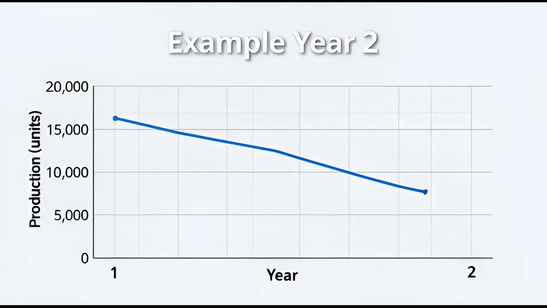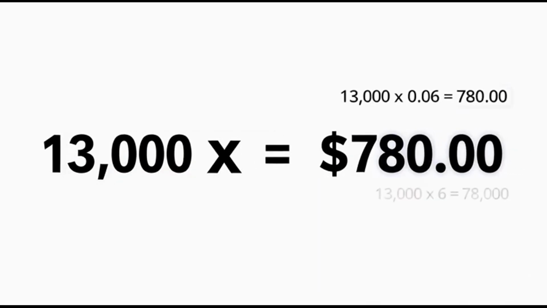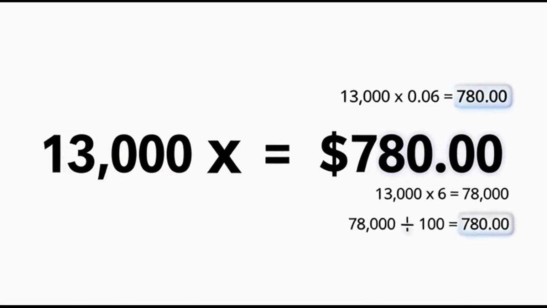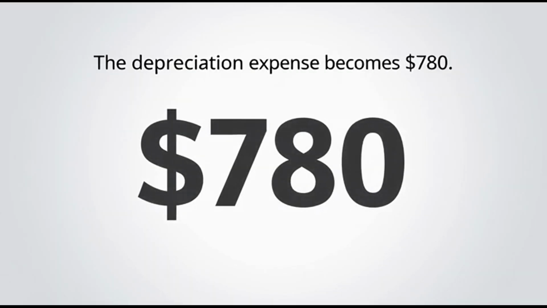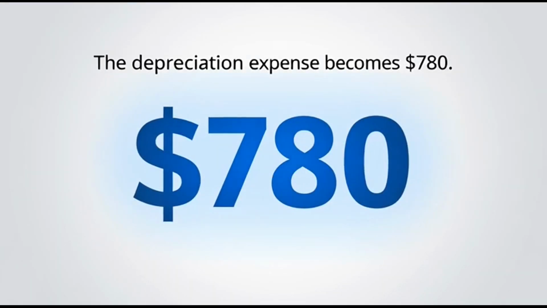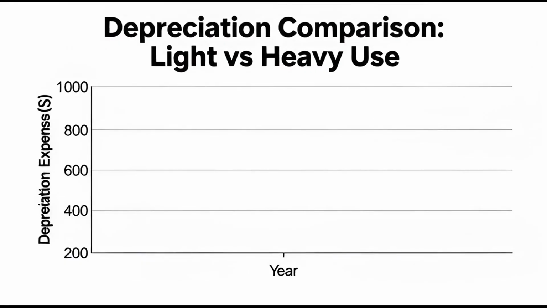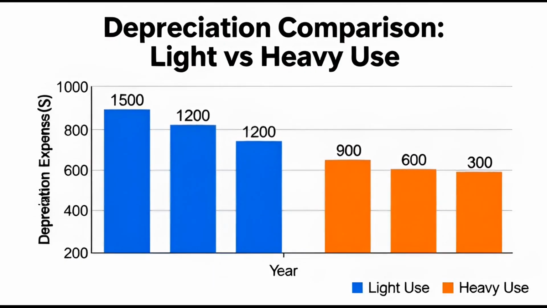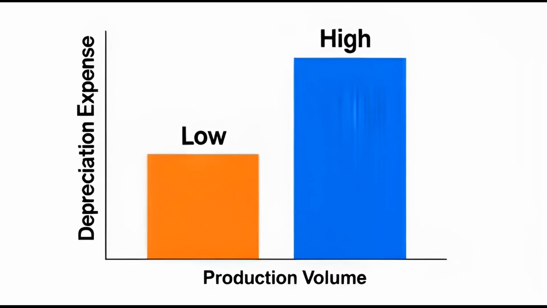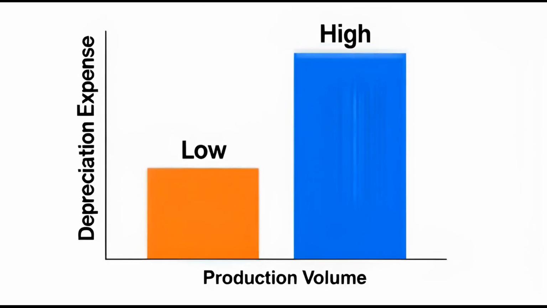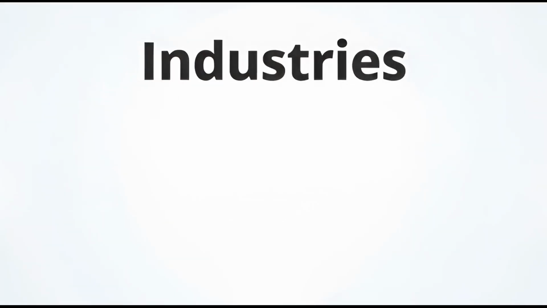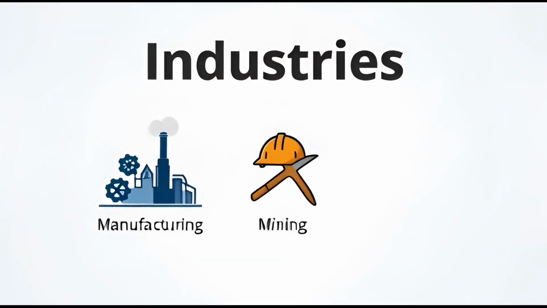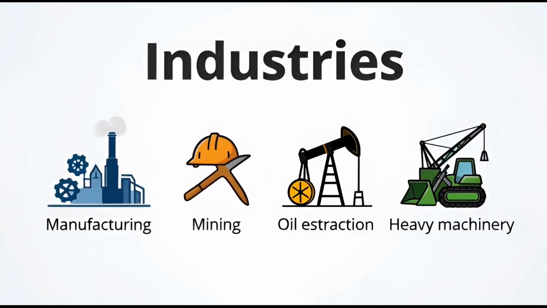Now imagine that in year 2, production slows down. The machine produces 13,000 units. Now we multiply 13,000 by 6 cents. The depreciation expense becomes $780. This shows something important. Depreciation changes depending on how much the machine is used. More production means higher depreciation. Less production means lower depreciation. That's why this method is commonly used in industries like manufacturing, mining, oil extraction, and heavy machinery.